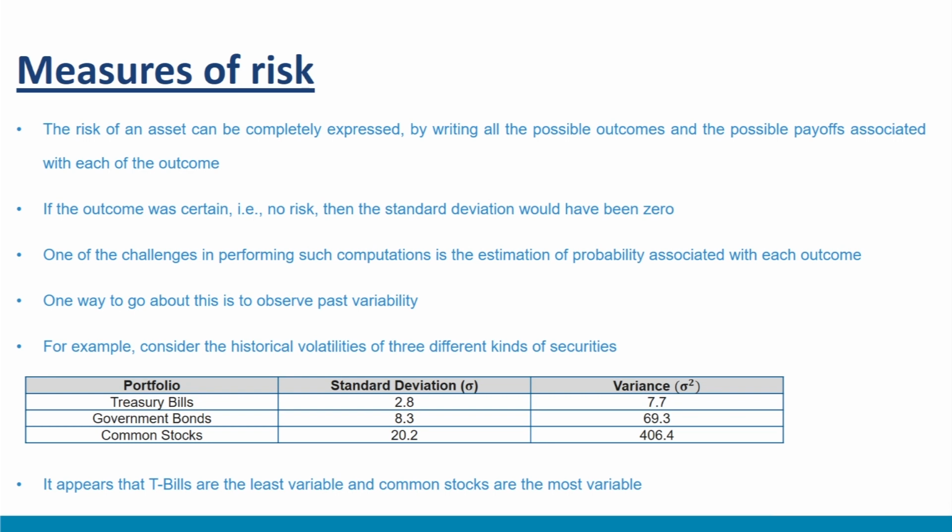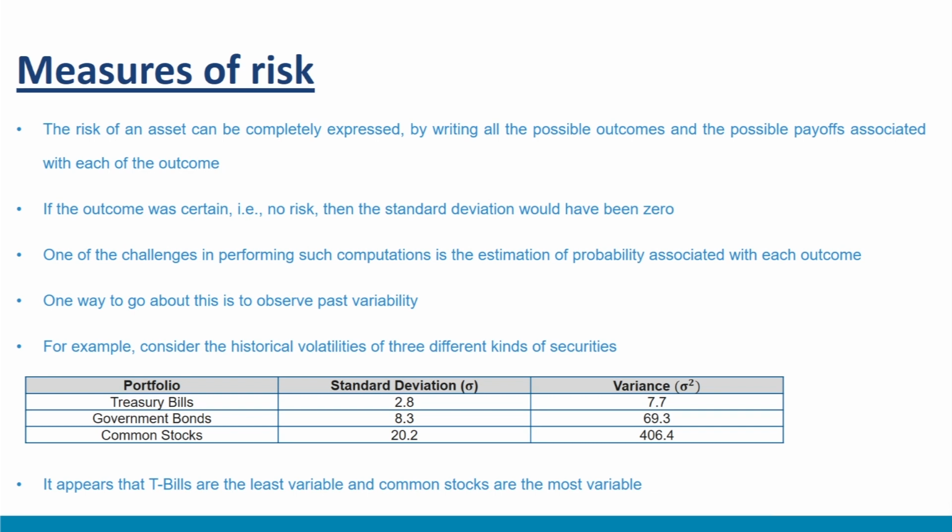One of the challenges in performing such computations is the estimation of the probability associated with each outcome. One way to go about this is to observe past variability. It is assumed that those securities or portfolios that have shown high variability will also be more volatile in future.